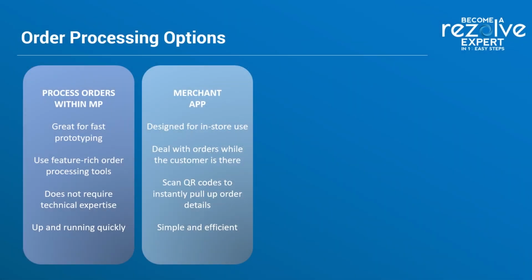So far in this lesson, we've looked at two options for order processing and order handling, which are provided by Rezolve. We've looked at processing orders within the Merchant portal, the MP as it's sometimes referred to. And there were some real benefits to that. It's great, you can just get up and running with it immediately, it doesn't require technical expertise, and there are some useful features there, such as being able to part ship and part invoice orders.